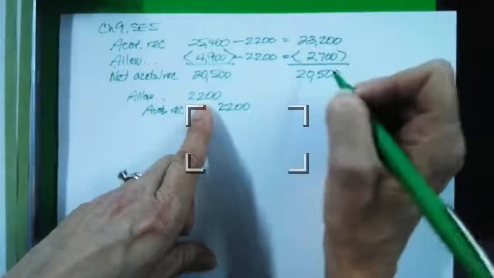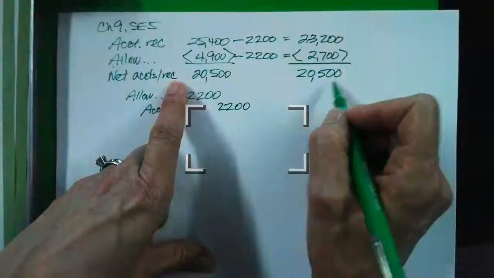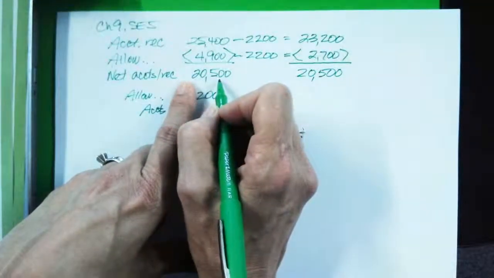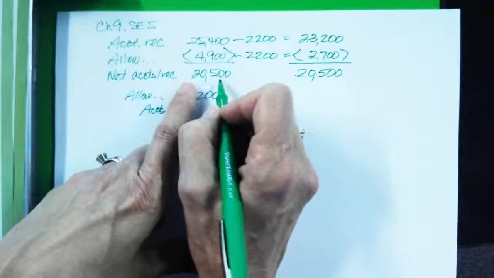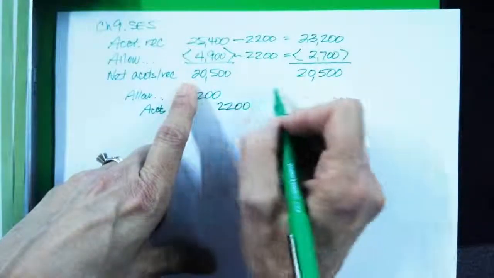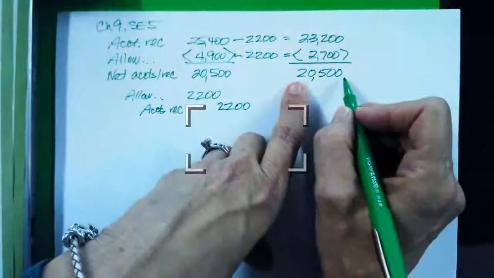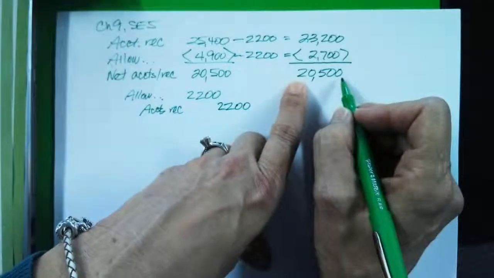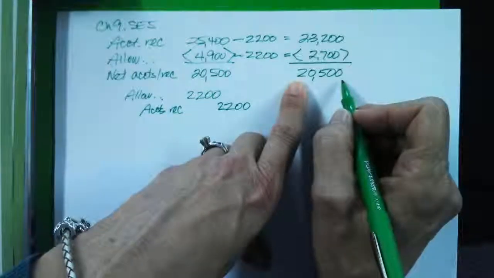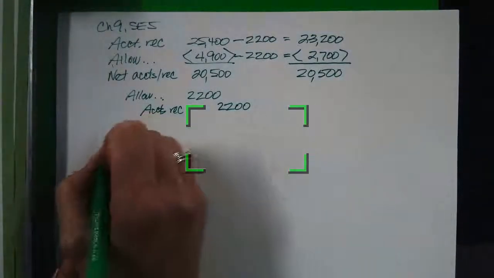Look at that. Net accounts receivable stays the same. We believed before we found out about Tom that we had net accounts receivable of $20,500. Using our matching accrual method of handling the allowance, sure enough, we still have a net accounts receivable of $20,500 even after we write them off. Okay? All right, moving on to SE6.